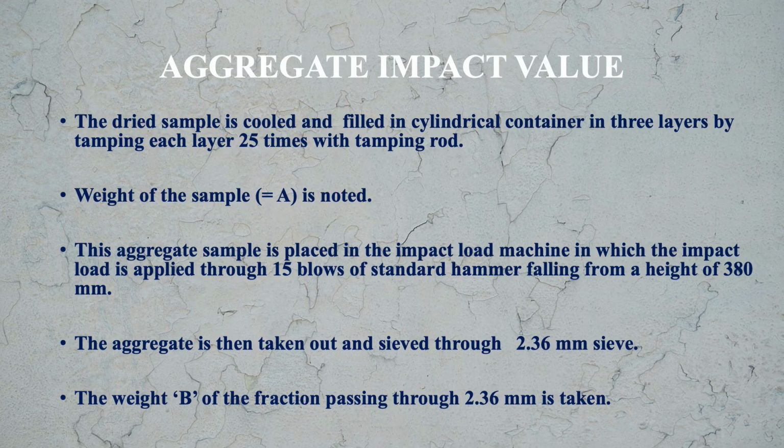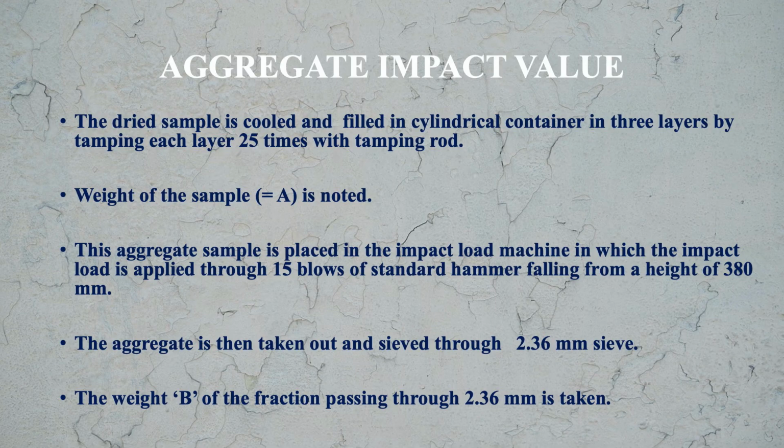This aggregate sample is placed in the impact load machine, in which the impact load is applied through 15 blows of a standard hammer falling from a height of 380 mm. 380 mm is the height from which we allow the hammer to fall on the sample, and such falls will be 15 falls, basically 15 blows.